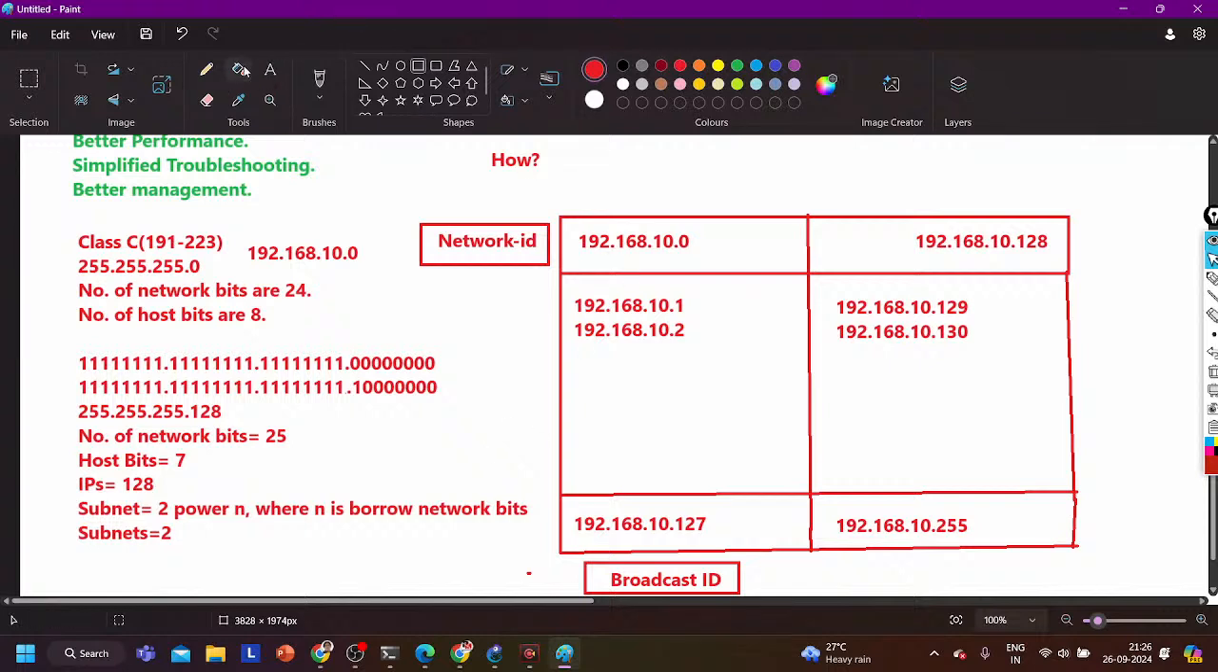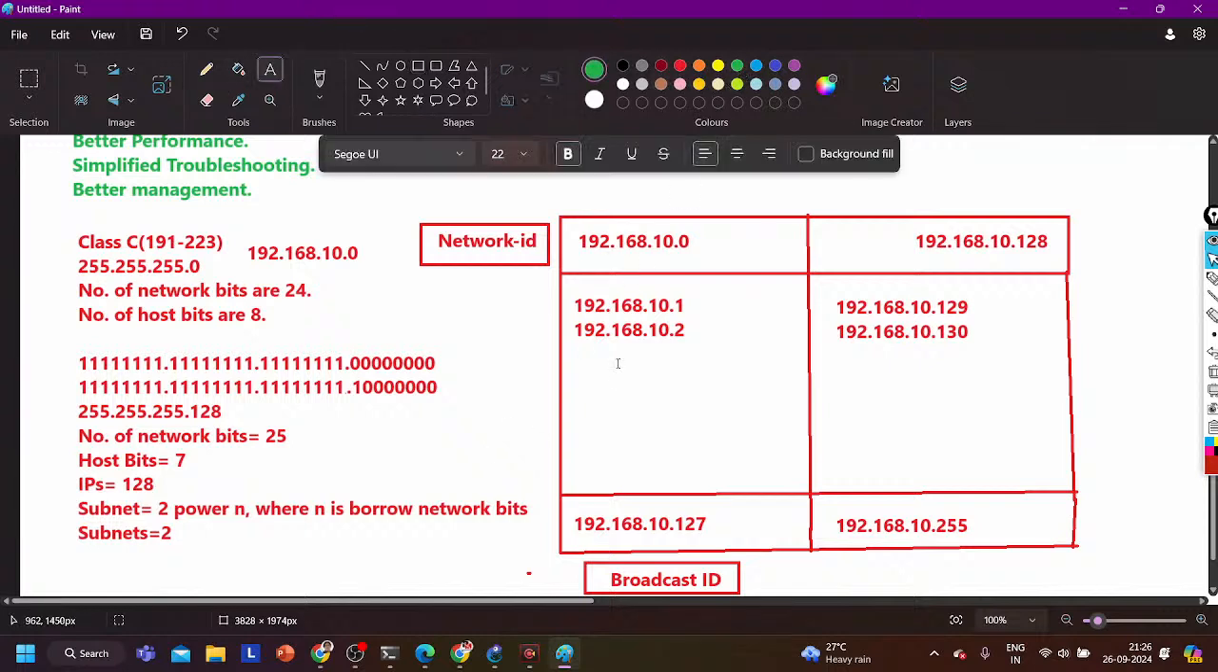So guys, tell me how many valid IP addresses are there in the first network? You can even use the formula. The formula is 2 to the power h for total IP addresses, and for valid IP addresses, 2 power h minus 2. Minus 2: 1 for network ID, 1 for broadcast ID. Right? h is the host bits. How many host bits are there, guys?